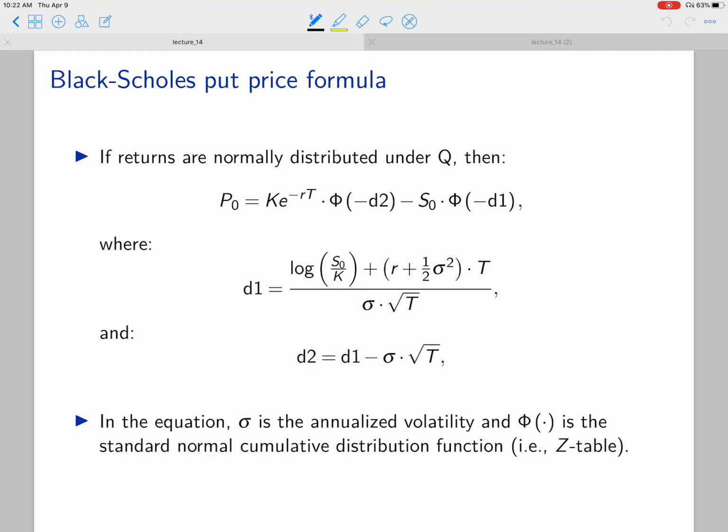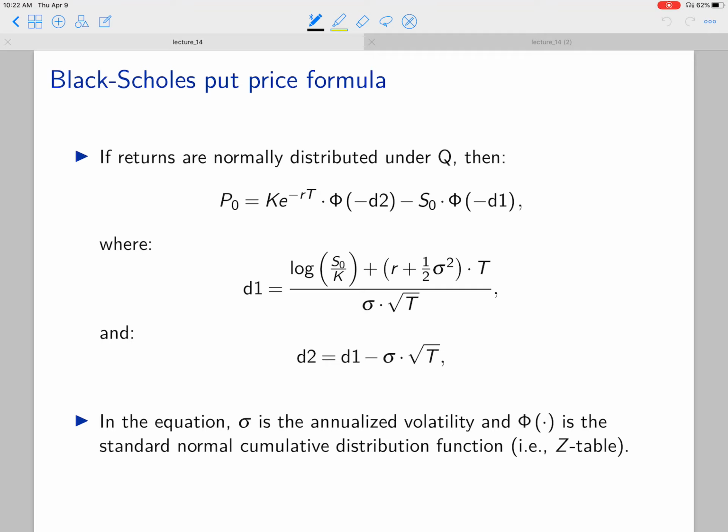Okay, let's get started. In the previous video, we used the Black-Scholes model to calculate the price of a European call option. We now want to use the Black-Scholes model to price European put options. To do this, we're going to have mostly the same assumptions as before.